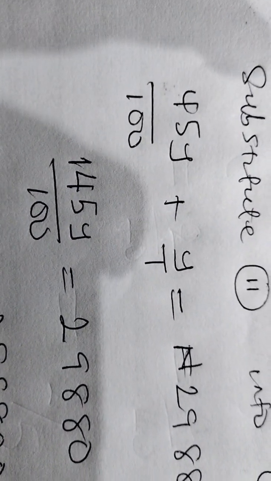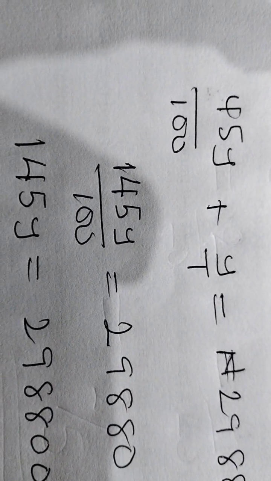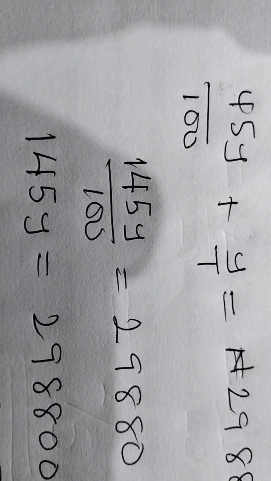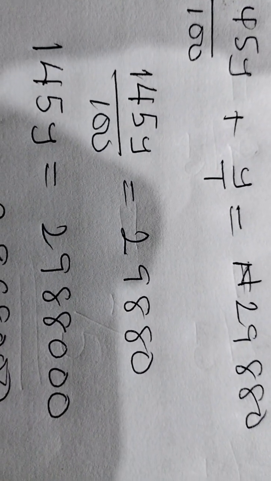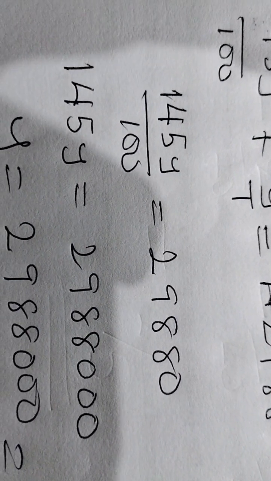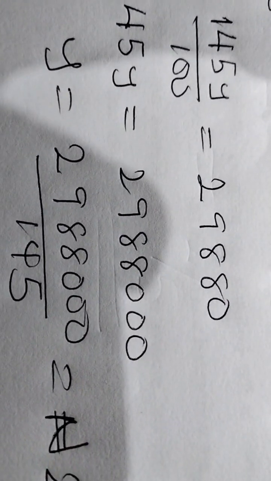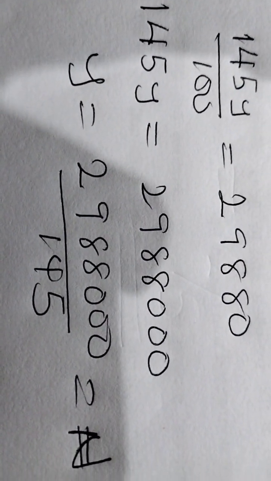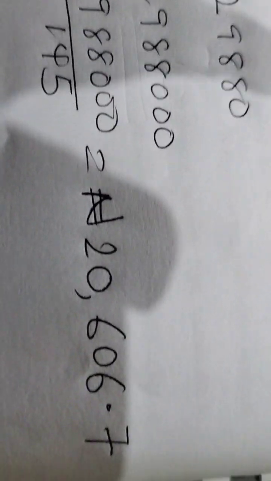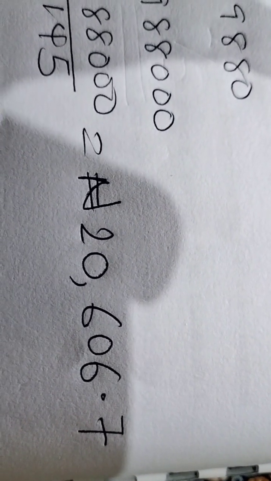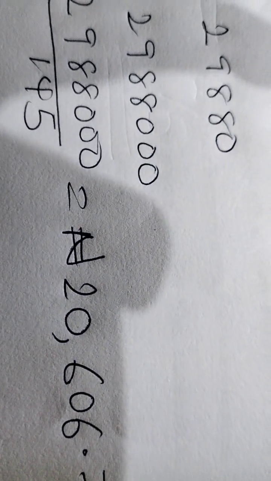29,880. Bringing the left-hand side to one common fraction, taking the LCM on the left-hand side, we'll have 145y over 100 equal to 29880. Then cross multiplying, 145y gives us 2988300. Then y becomes 2988300 over 145. That gives us 20,606.7 kobo as the principal.